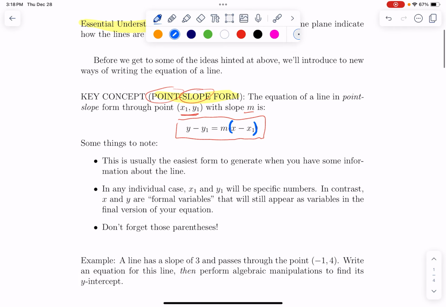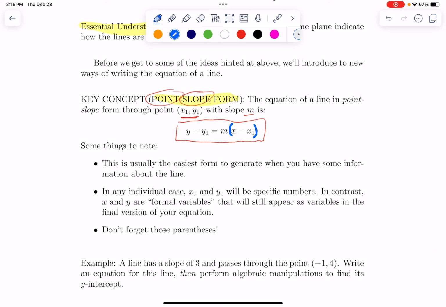So this is usually the easiest way to write down the equation of a line. If you're not given a specific form, this is the one to do right away, usually. And even if you want a different form, maybe starting with this one is easiest. Just to be clear, x1 and y1 are going to be particular specific numbers in any example we do, while x and y are what are called formal variables, even when we are done and have presented the final equation, it's going to have an x and a y in it. And also, do not forget these parentheses. If you leave them out, your equation has a different meaning.